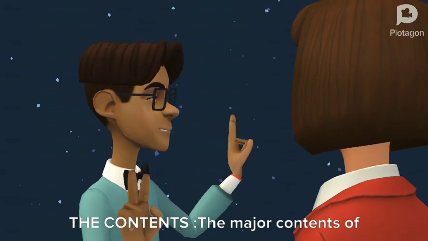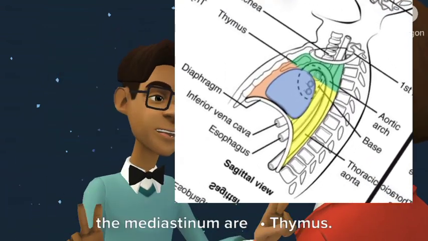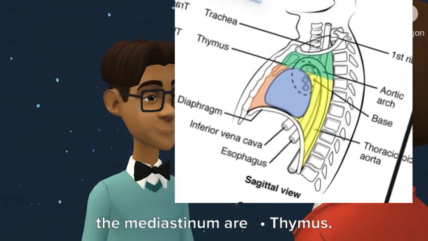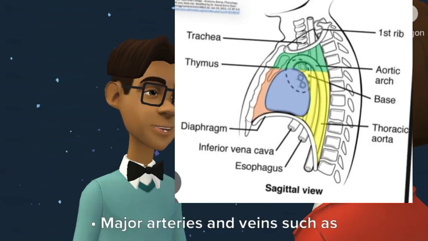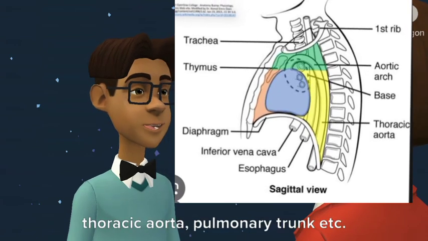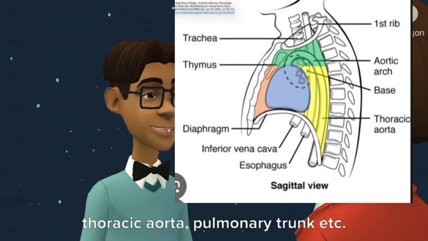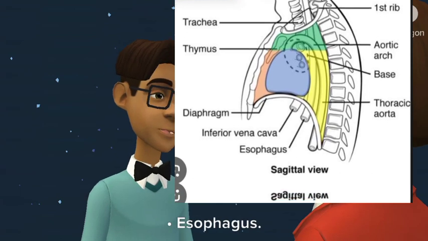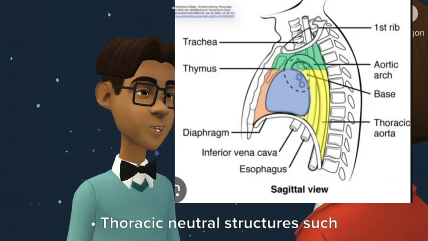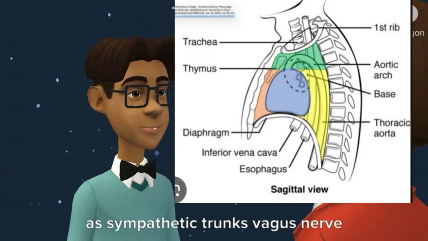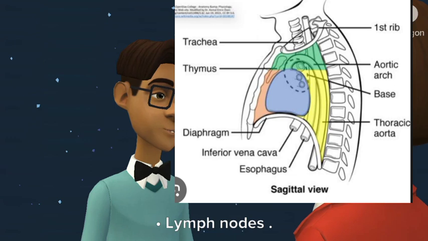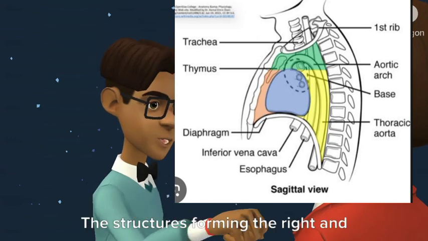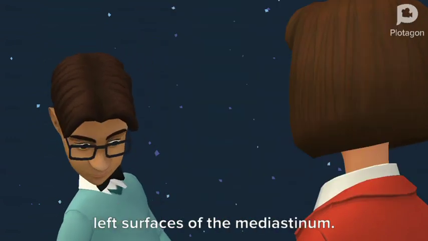The contents. The major contents of the mediastinum are: thymus. Heart enclosed in the pericardial sac. Major arteries and veins such as thoracic aorta, pulmonary trunk etc., trachea. Esophagus. Thoracic neural structures such as sympathetic trunks, vagus nerve, phrenic nerve. Lymph nodes. The structures forming the right and left surfaces of the mediastinum.